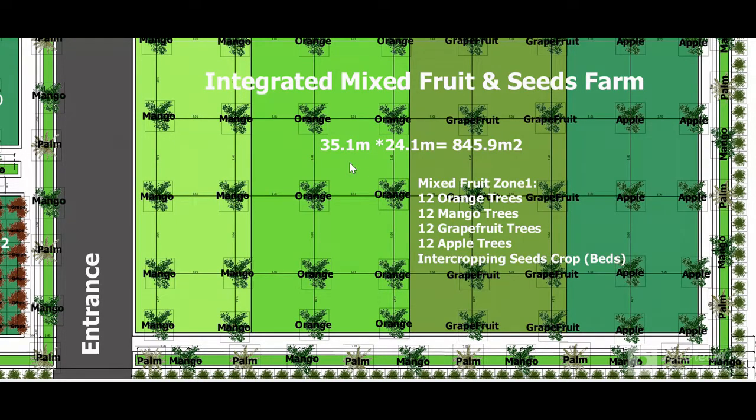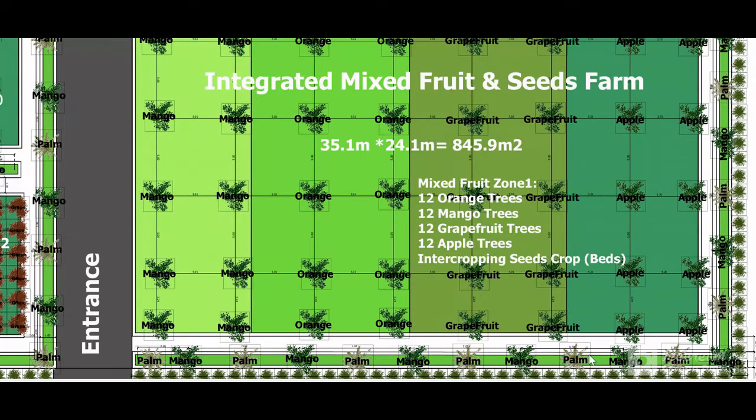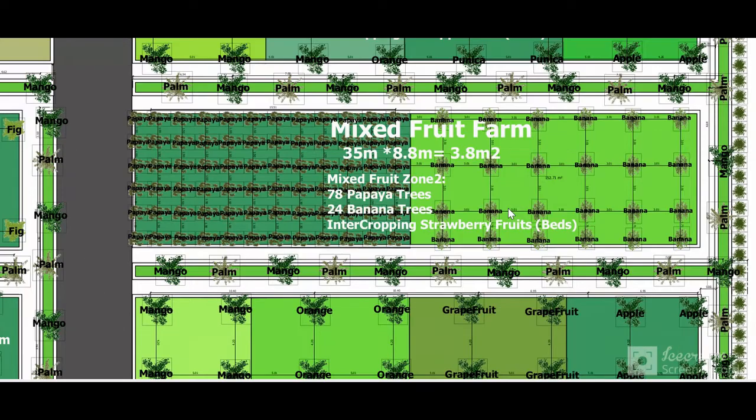Zone one has a dimension of 35 meters multiplied by 24 meters, which is about 845 square meters. Okay, this is zone one. Now we can go to zone two.